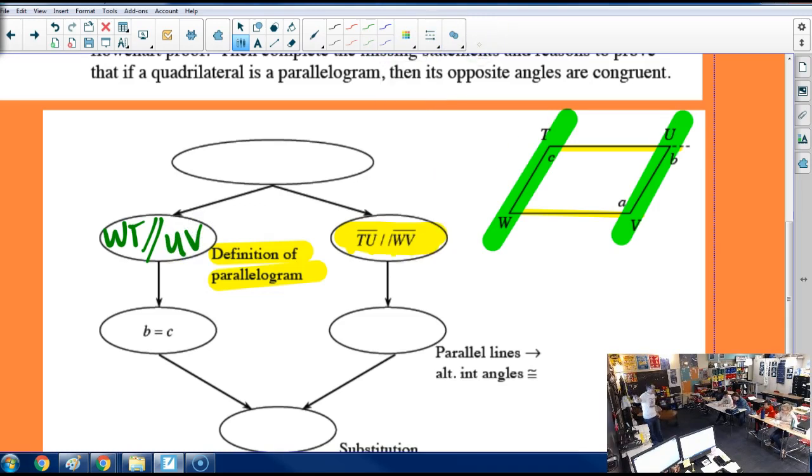Now wait, what goes at the start of every proof we do? The given. What is given in this situation? WTUV is a parallelogram. I forgot I have to write teeny tiny for these. On the back, I leave your space kind of just very open.